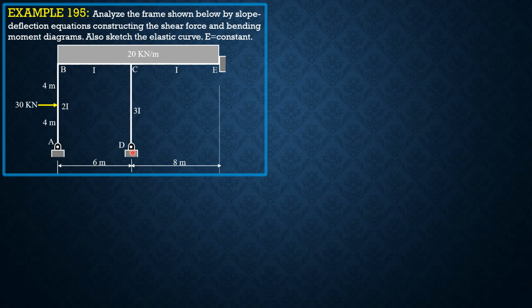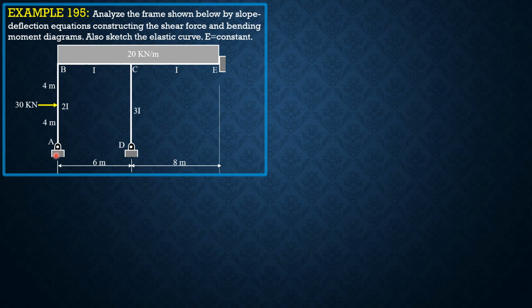So take note that A and D are pin supports, and this frame will not undergo sidesway because there is a restraint at the upper level. So this frame, especially the upper part, cannot move laterally from the theoretical point of view, and this is an unsway frame.